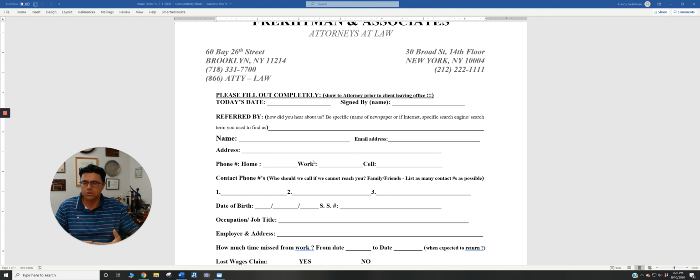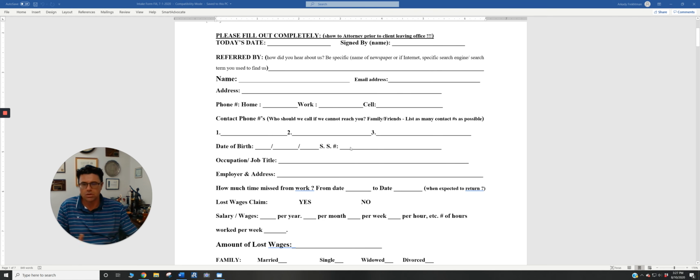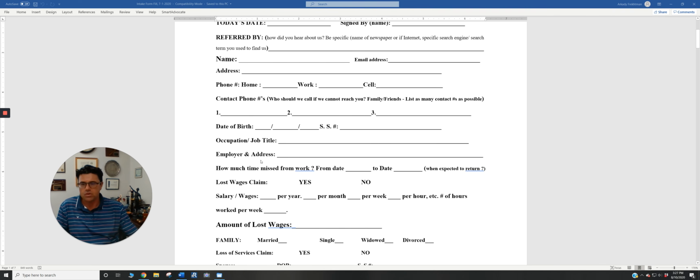You want to give them as much contact as possible because oftentimes a lawyer might have money for you and then he can't find you and then he has to go get a private investigator to find his own client. That's happened, especially in mass torts with the dangerous drug cases. That happens very often. Then you have date of birth, social security number, which is kept private. And then you get into occupation, job title, employer, and address.